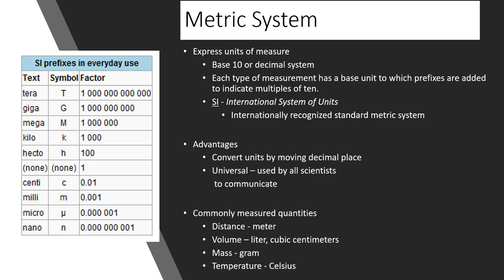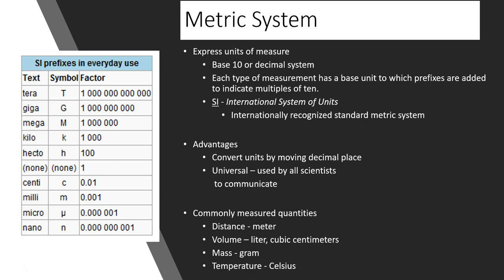It is an expression of units of measure that is based on a base 10 decimal system. This allows us to convert from smaller to larger values simply by the movement of the decimal point. Each measurement has a base unit, and then you have prefixes that we can add to the base unit in multiples of 10 as needed. The biggest advantage of using the metric system is that you can convert units simply by moving a decimal place without any complex calculations. It is universal and it is used by all scientists around the globe to communicate.